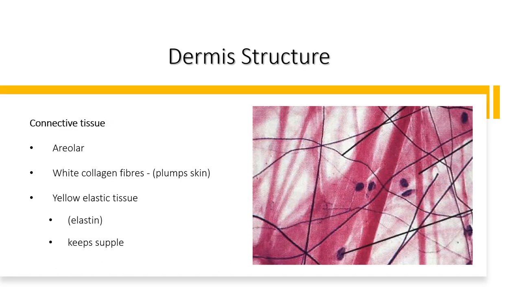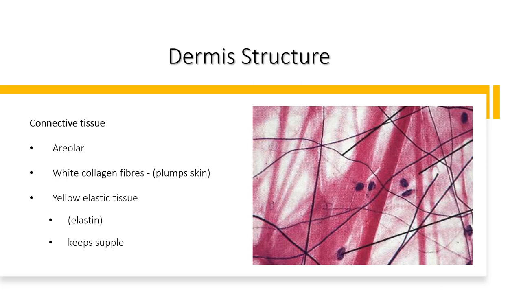So the structure of the dermis is that it's mainly made of a combination of different types of connective tissue. It has areolar tissue in it, and in the picture we can see the matrix of the areolar, interspersed with white collagen fibers that plump up the skin and make skin look nice and young and fresh. And the more collagen you have in it, the younger looking your skin looks.